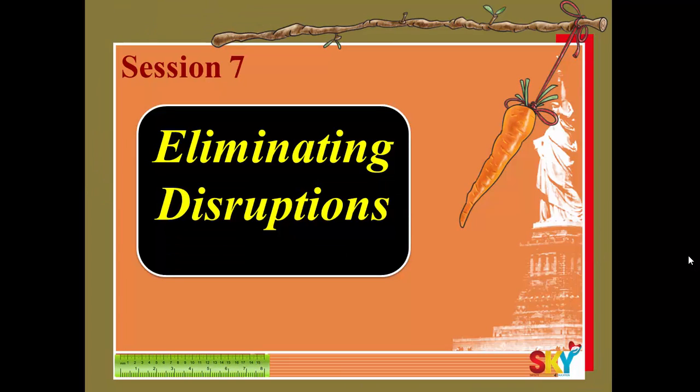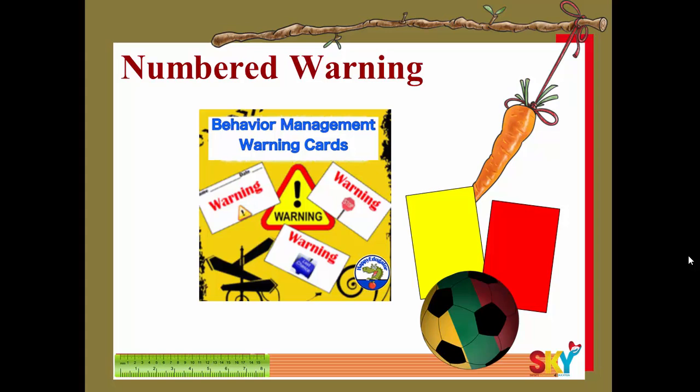So welcome to session 7 once again, and the topic for this session is eliminating disruptions. One simple way, as we go, is a bag of tricks. A teacher who's completely perplexed, tired and fatigued with indiscipline issues in a classroom can do something very effective and very ordinary. We call it numbered warnings.